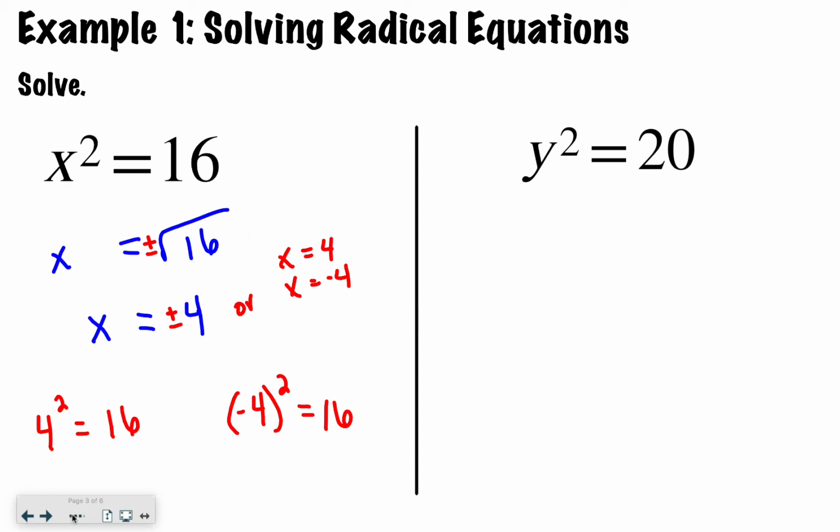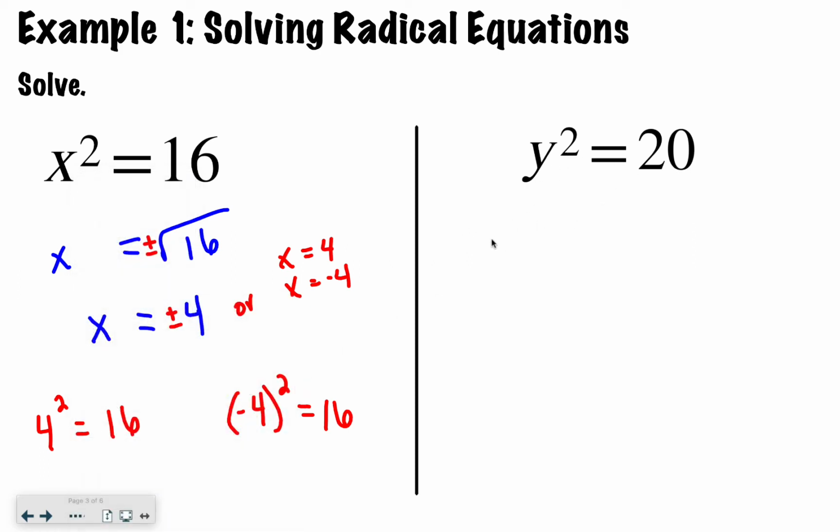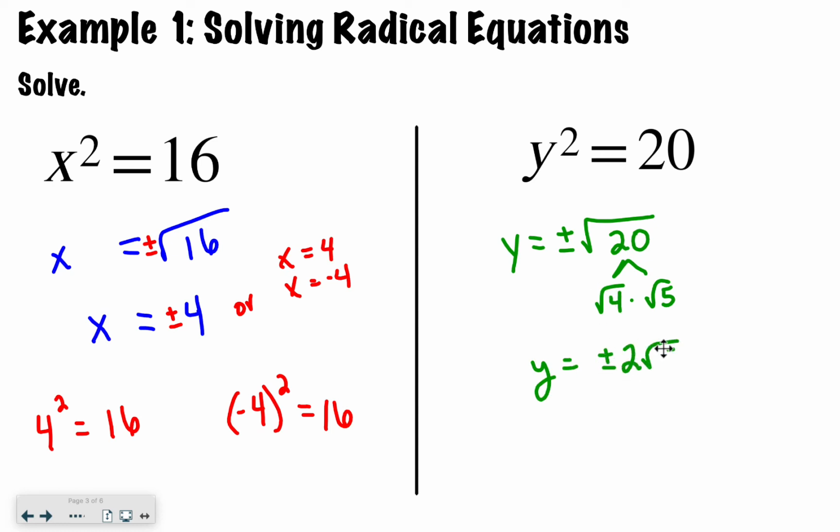Okay, let's jump to this next example here. We have y squared equals 20. In order to solve it, I'm going to say y equals plus or minus the square root of 20. Now, looking at the number 20, I know it's not a perfect square. So I'm going to simplify it like we've been doing the last couple of days, where I say 20 can split into the square root of 4 times the square root of 5. So I'm going to say y equals plus or minus square root of 4 is 2 times the square root of 5. And that would be my answer.